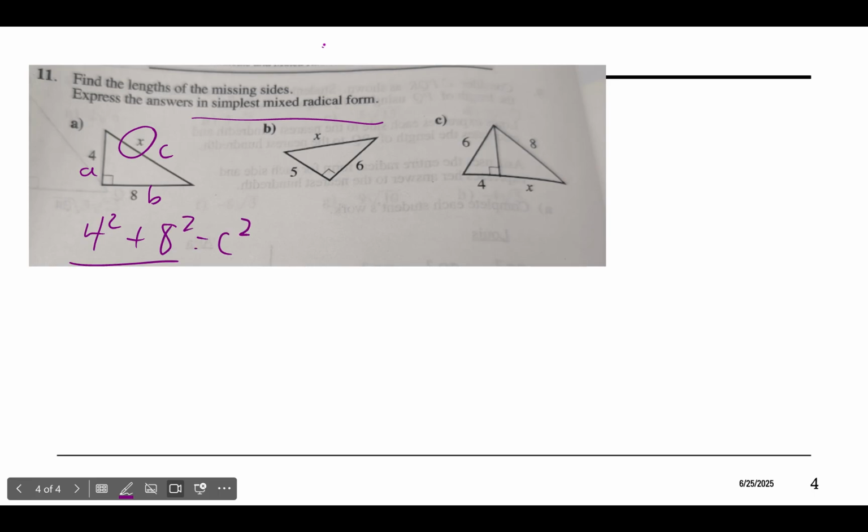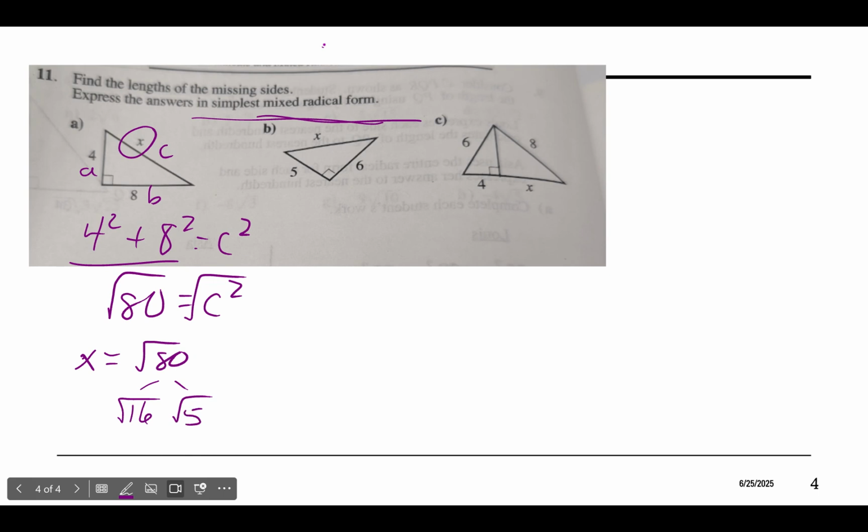This left-hand side, we can just plug this in. 4 squared plus 8 squared is going to be 80. And then square root both sides. So now we'll know that our value x is going to equal the root of 80. If we want it in a mixed radical, we can split this up like we were doing in the first examples to root 16 times root 5. The root of 16 is 4, so 4 root 5 is our value for x.